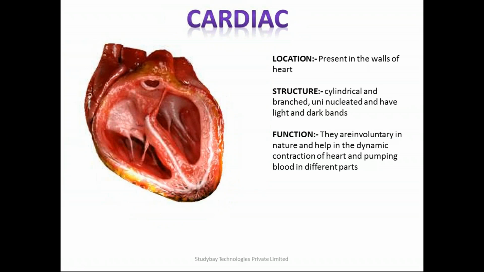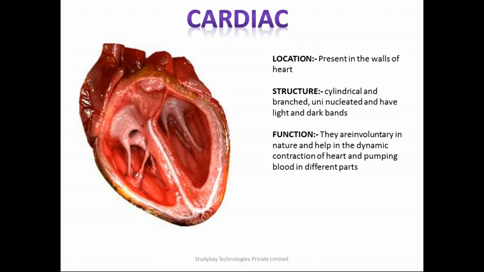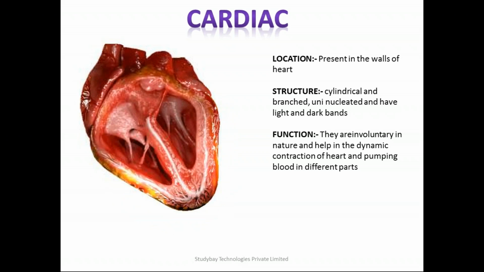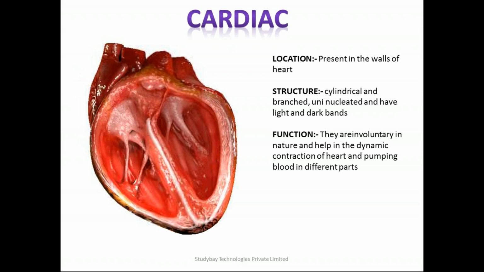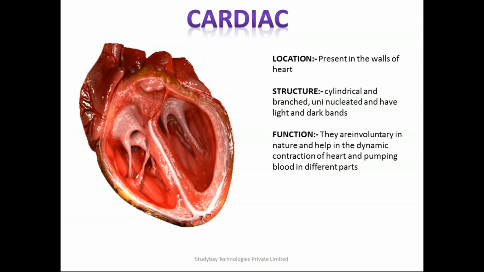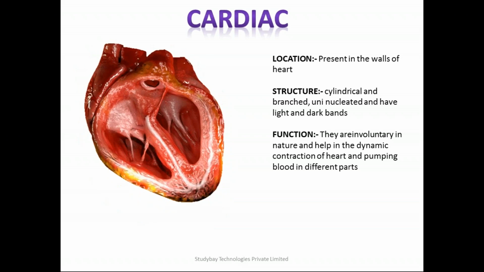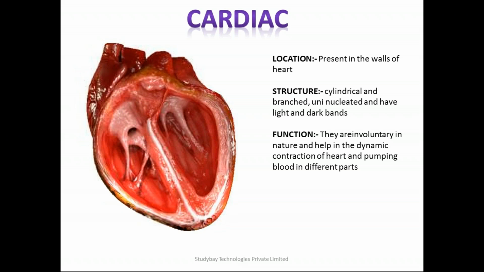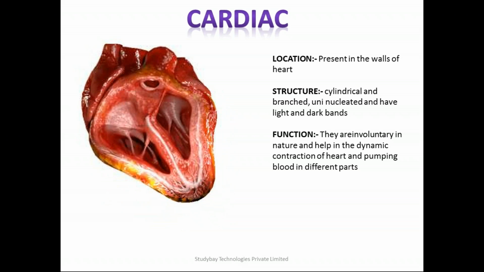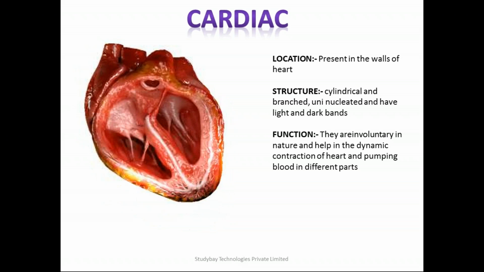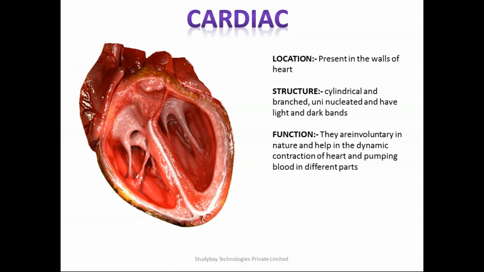Moving forward, we have cardiac muscles. As you can see, this is the basic structure of our heart, and these muscles are present in the walls of the heart only. They are cylindrical and branched, uninucleated, and they have light and dark bands. The basic function is that they are again involuntary in nature, and help in the rhythmic contraction of the heart and pumping of blood to different parts of the body.